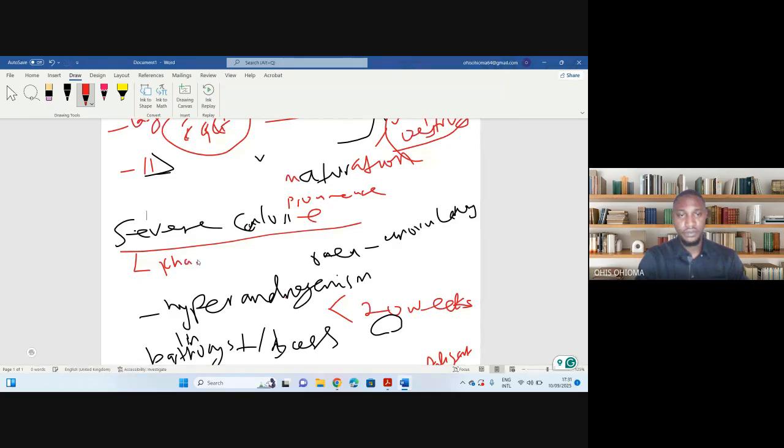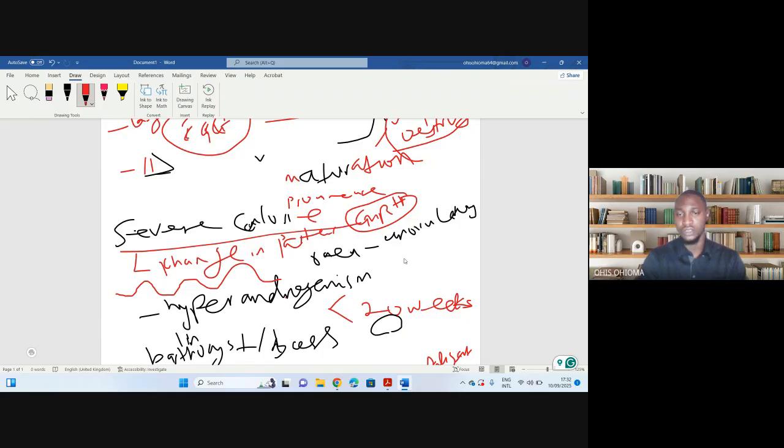Basically, what happens here is that severe caloric restriction causes a change in the pattern of the gonadotropin releasing hormone secretion. The gonadotropin releasing hormone, when it's released, is released in pulses. So this is how it goes. There are pulses, like it goes high, it comes down, it goes high, it comes down. This is how it's supposed to be released, right? And this pattern changes. So the severe caloric restriction causes a change in this pattern.